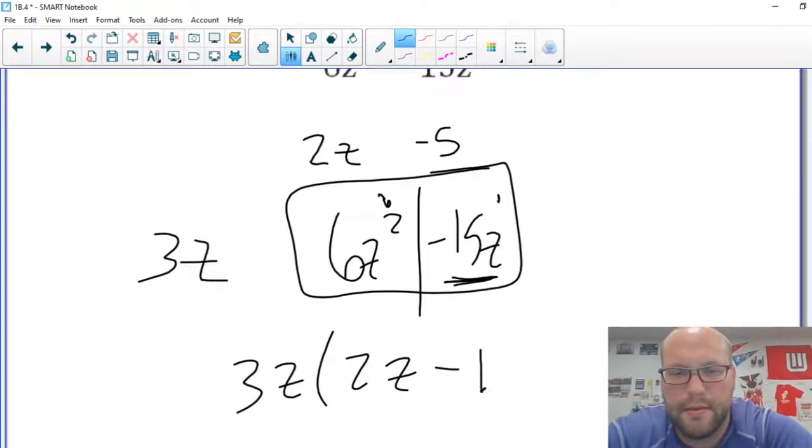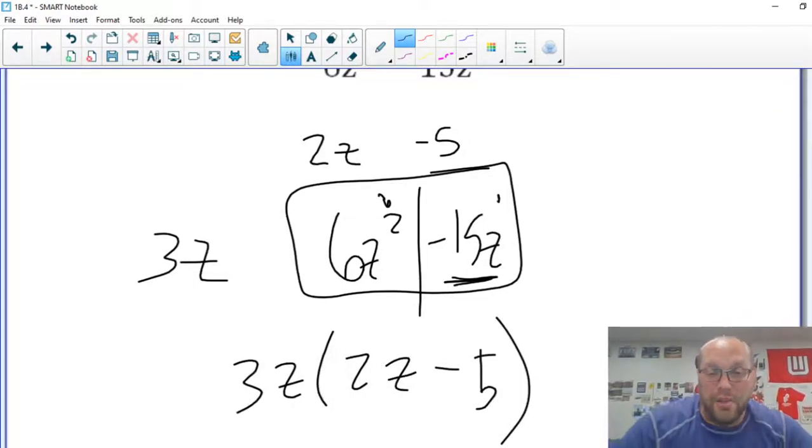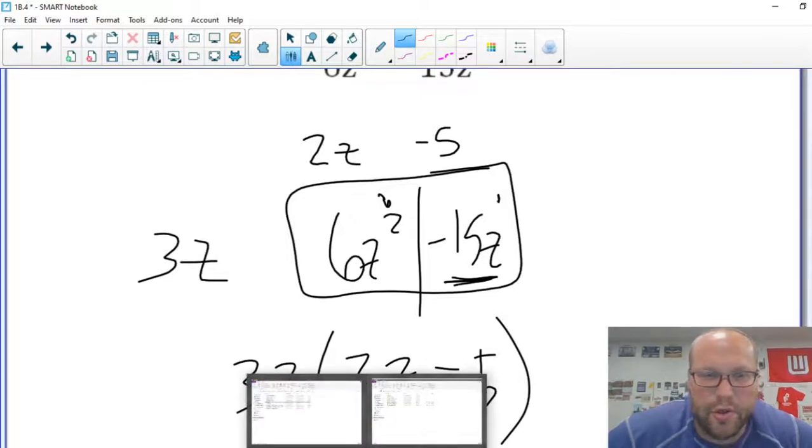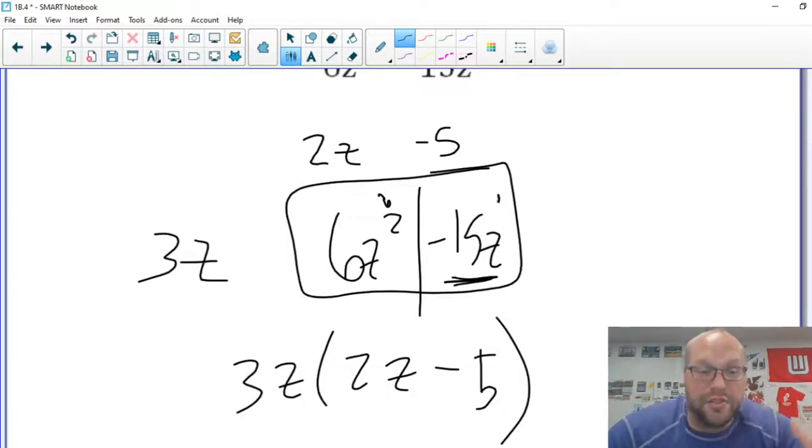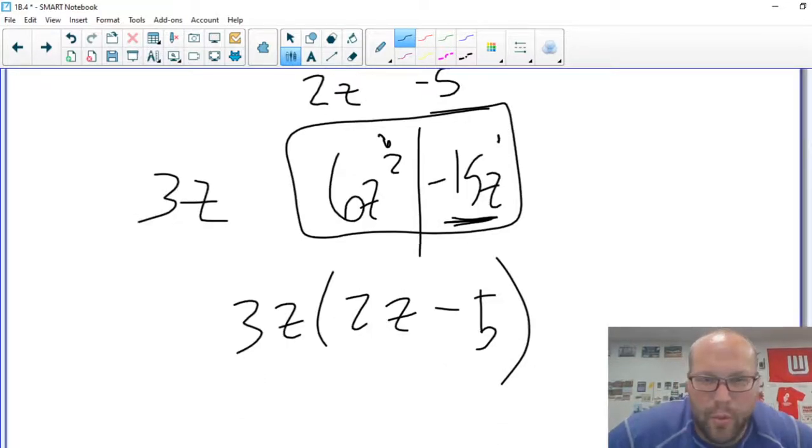3z times 2z minus 5. And you can do that for just about any expression. So we're looking at, some people call it undistributing, some people call it all kinds of things. We're going to call it factoring.